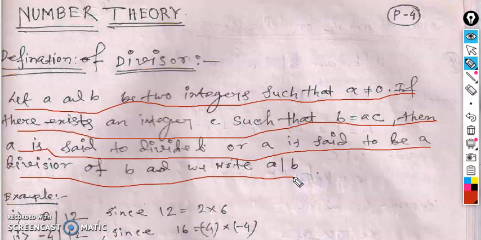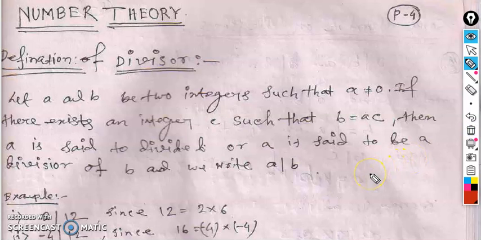Again we repeat the definition. Let a and b be two integers. If we can find another integer c such that b can be written as a into c, then a is said to be a divisor of b, and we write a divides b. Generally we write b by a when we divide b by a.